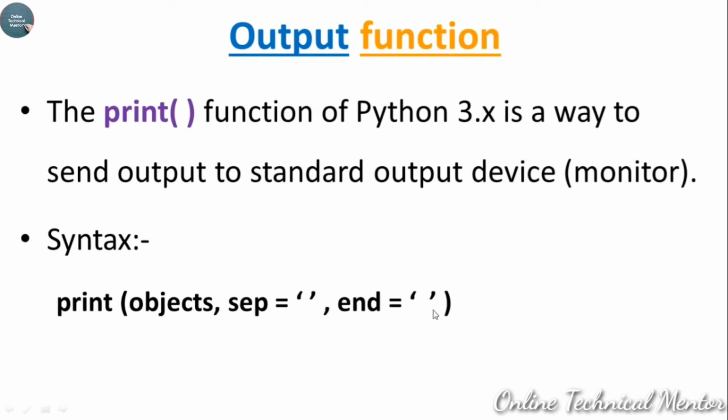And end means after displaying the values of the objects, it will print a corresponding character or symbol. By default, whenever you use a print statement, \n, that is a new line, is automatically executed after the print statement. That is, after the print statement, the control goes to the next line. But if you write end equal to single quotes open close, then the control will remain at the same line. So let me show you some examples, then it will be clear for you.